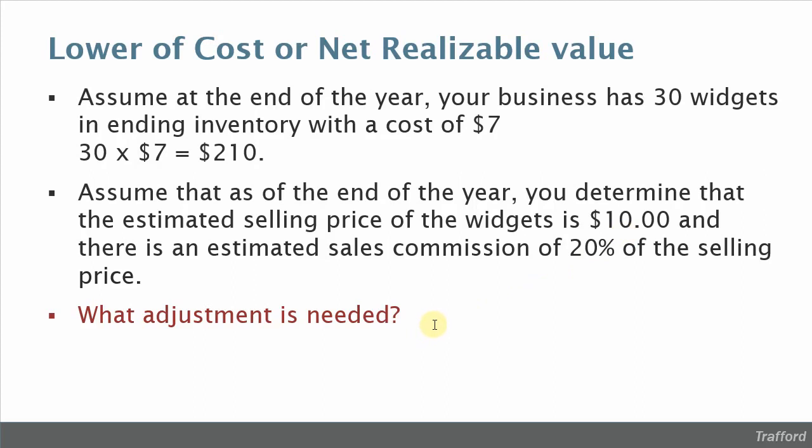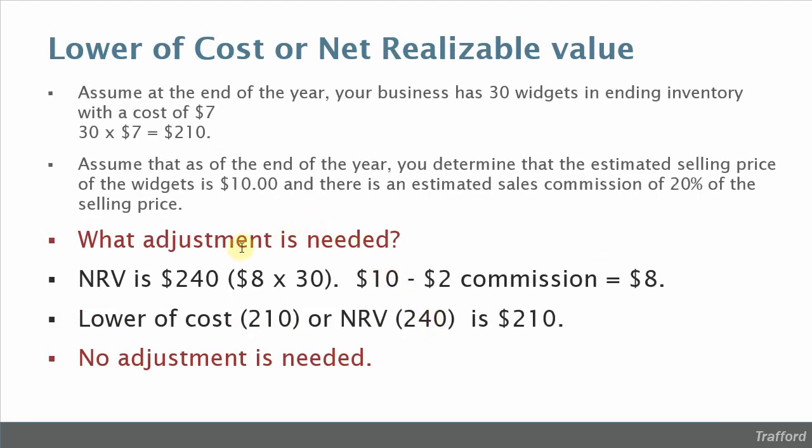What kind of adjusting entry would be necessary in this case? Well, if you take that $8 times 30 widgets, that's $240. We want our inventory to be on the books at the lower of the cost of $210 or the net realizable value of $240. In this case, net realizable value is higher than cost, so we want our inventory to be on the books at cost, or $210. Because our inventory is already on the books at $210, no adjusting entry would be necessary. Note that we will only ever write our inventory down. We never write our inventory up.